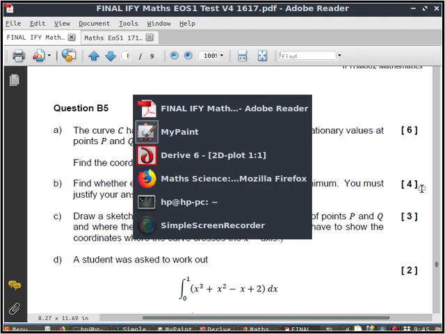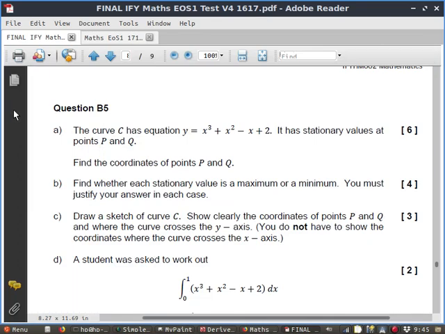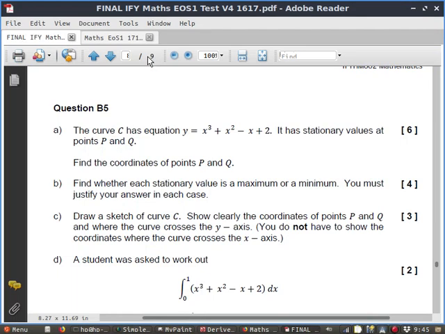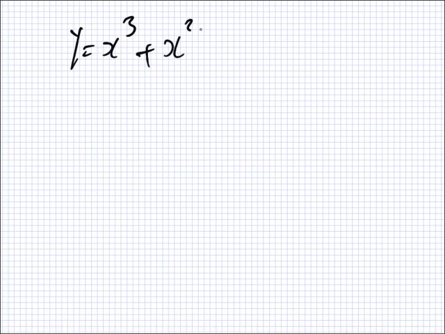Now, let's see how quickly we can do that. Right, so what's the derivative here? Let's just copy it down. Y equals x cubed plus x squared minus x plus 2. I'm going to get out my stopwatch and let's see how quickly we can do this, alright?